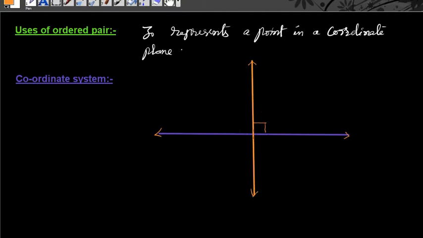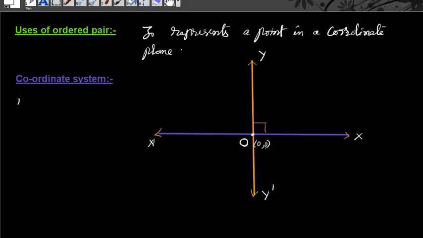Now I have to give names to the lines. This is the x dash line and this one is the y dash line. Observe here, these two perpendicular lines intersect at a point, say O. This is called the origin, and this point can be represented by (0, 0).